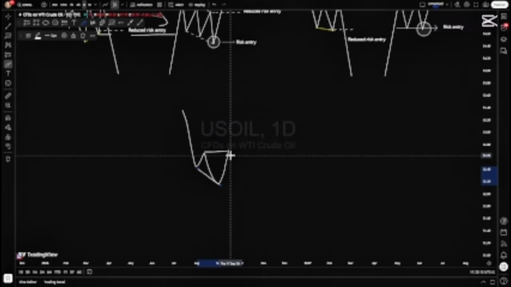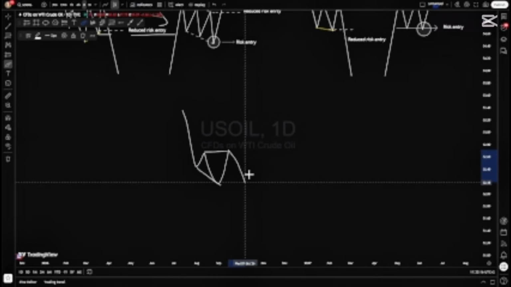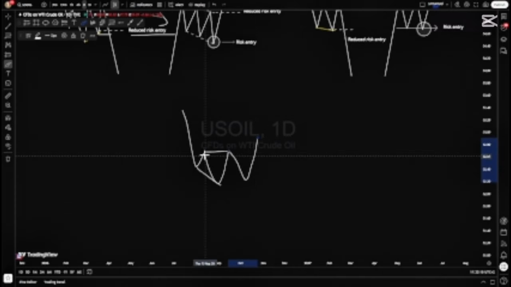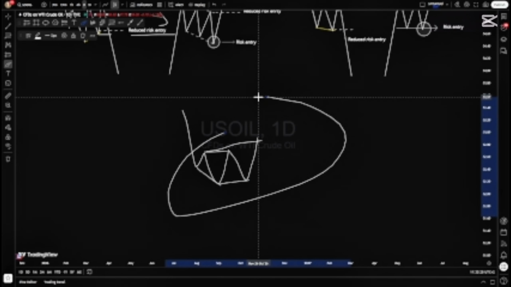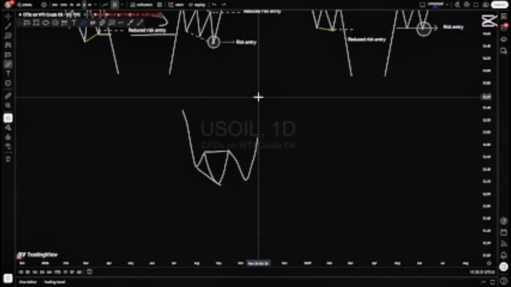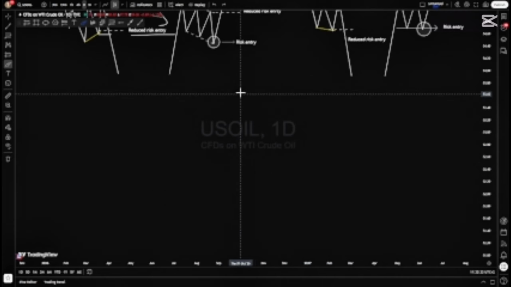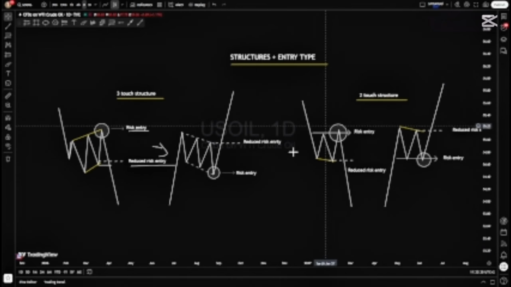Price completes what we call a three-task structure, whereby you have your impulse, and then came back to complete what? A three-task structure, guys. So that's why I'm saying a three-task structure has a higher probability of playing out, guys, compared to a two-task structure. Okay, so I hope I make sense. But anyways, let me break down the two-task structure, guys.